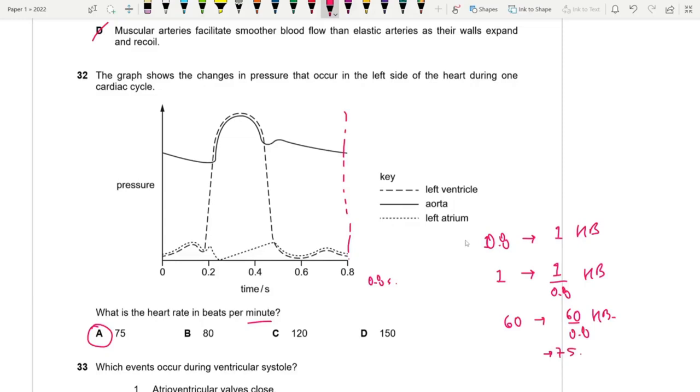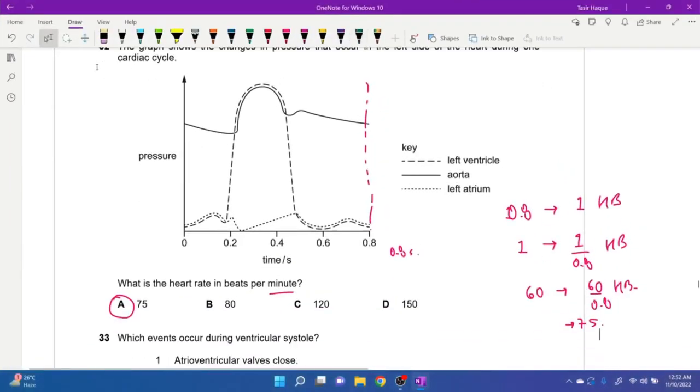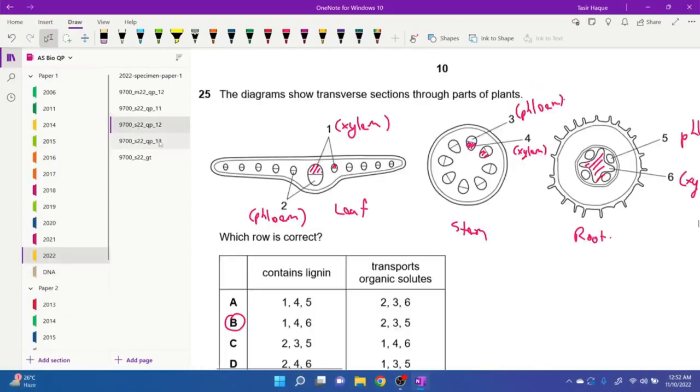So I saw a comment in my video for paper 1-1. Someone was asking me for a detailed explanation of the cardiac cycle. So let's talk about it right now for a bit, okay?